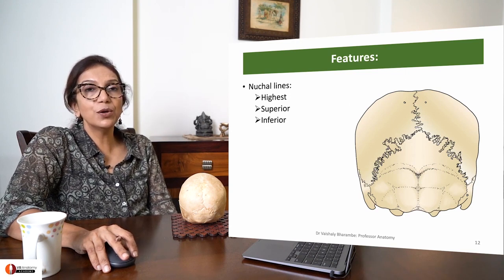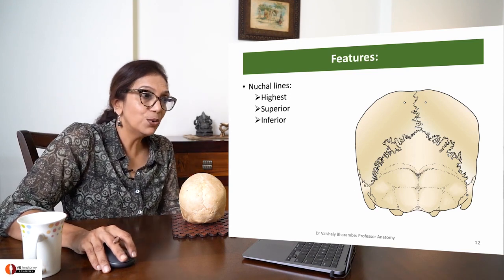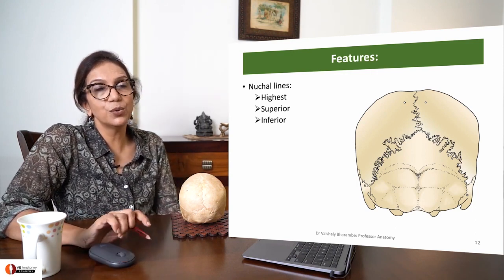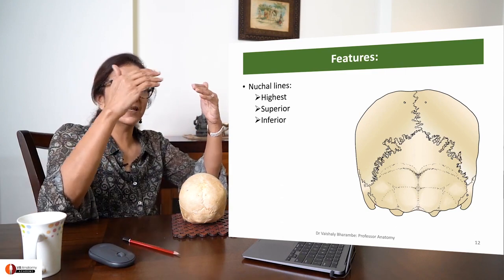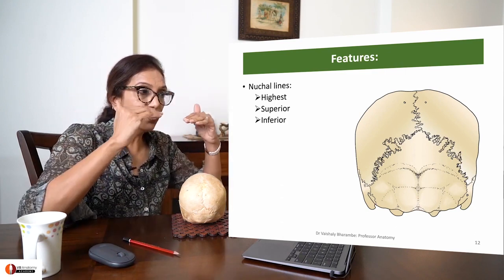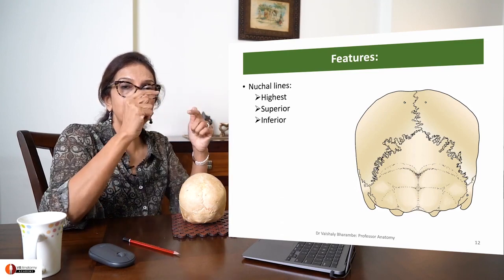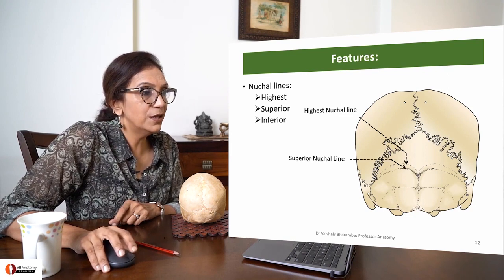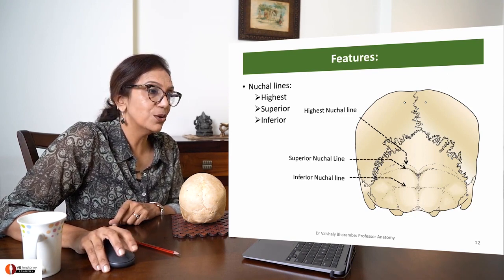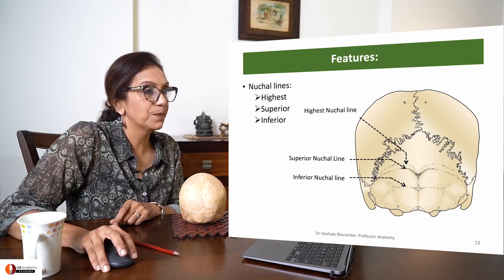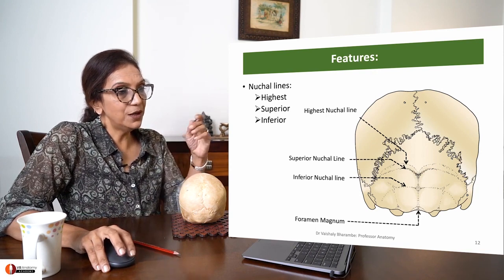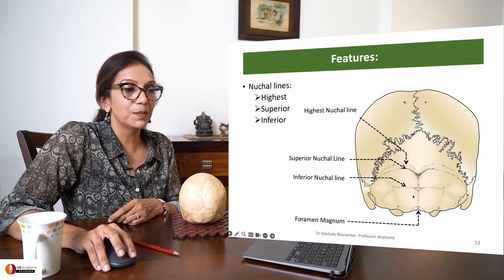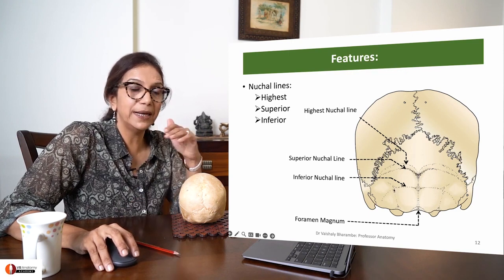Let's talk about something called nuchal lines. There are 3 nuchal lines, students. Highest nuchal line, superior nuchal line, inferior nuchal line. Use your hands. One below the other. Let's take a look. Here you are seeing the highest nuchal line. Here you are seeing the superior nuchal line. Here you are seeing the inferior nuchal line. And the inferior nuchal line lies between the superior nuchal line and the foramen magnum, exactly in the middle.